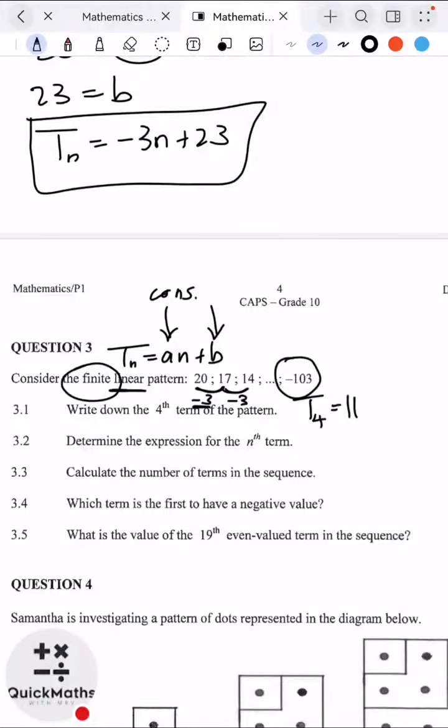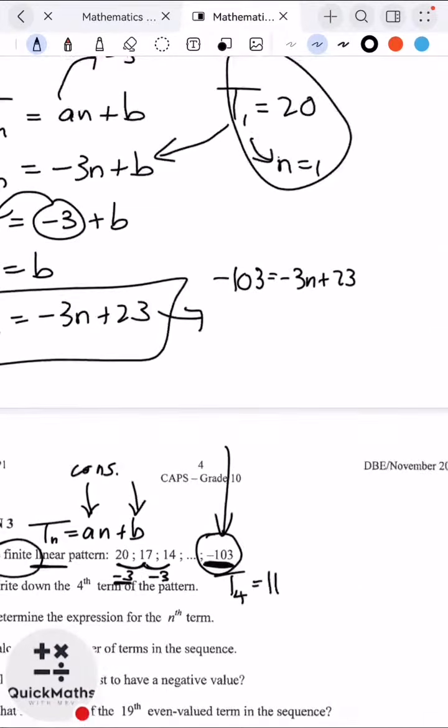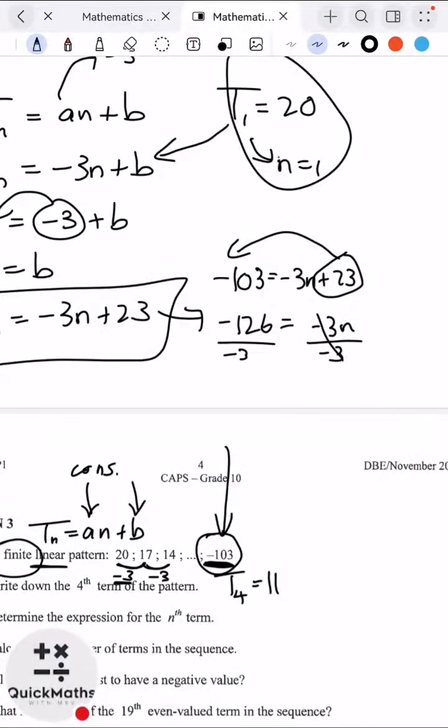So they're basically asking us what is the n value there. We have this general equation, and if they give this number that's in the sequence, that's Tn. So we will say Tn is minus 103, which is equal to minus 3n plus 23. Now it's a matter of solving for n. So I want to get n alone. I'm going to subtract on both sides, and minus 126 is equal to minus 3n. Divide both sides by minus 3. So n is equal to, I think that is 42.